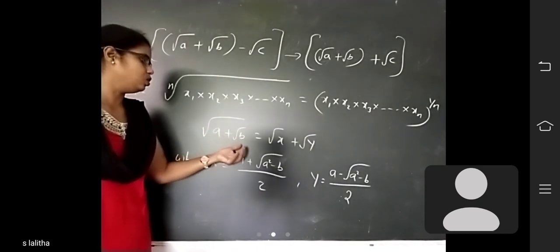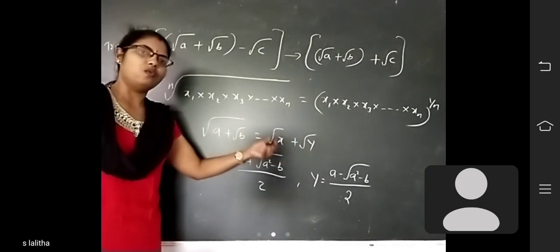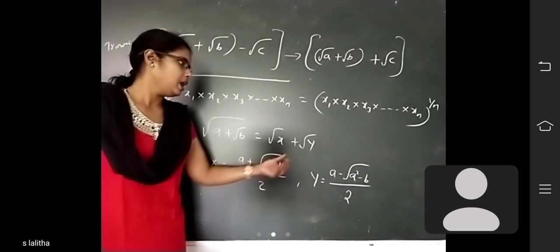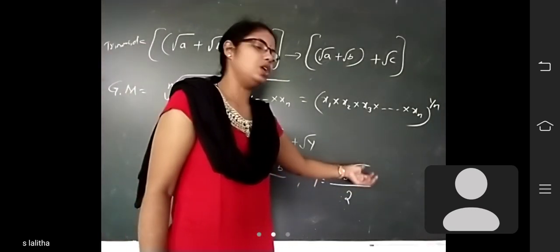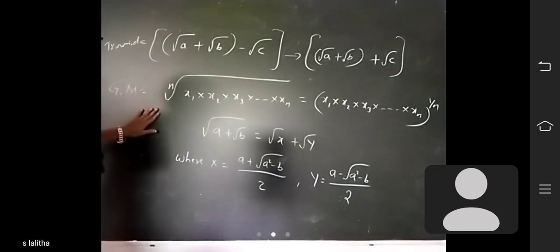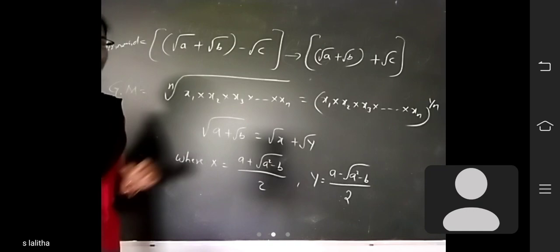Root of a plus root b is equal to root x plus root y. What is x? The x value is (a plus root of a square minus b) by 2 and y is equal to (a minus root of a square minus b) by 2. This is the binomial surd formula. This is the geometric mean formula. This is the trinomial surd formula. All of you write these formulas.